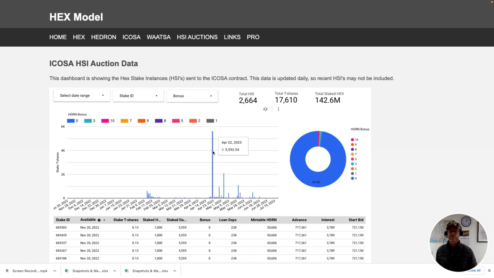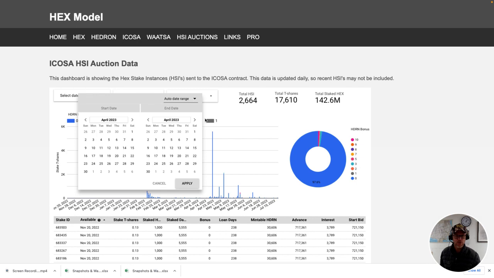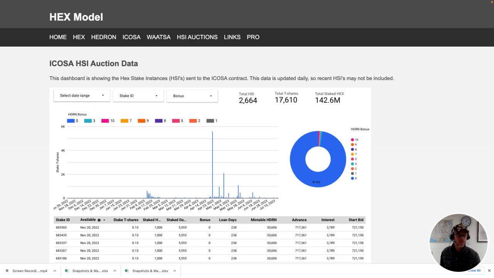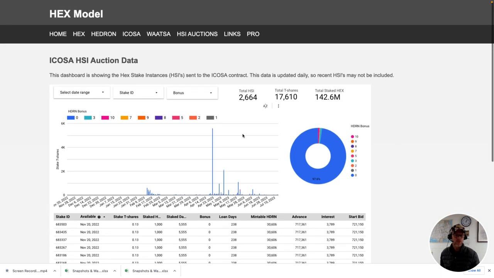We'll see what happens. And then you can select by date range in here, which is pretty cool. Total HSI, total T-shares. So this is all that's on the docket right now. 18,000 T-shares. That's beautiful. And this is a 90-day window because they go into default on day 91 and they just sit there. So this is a 90-day window plus, I think, the ones that are sitting waiting to be liquidated, if that makes sense. Showing the hex stake instance sent to the echoes. Yeah, exactly. Updated daily.